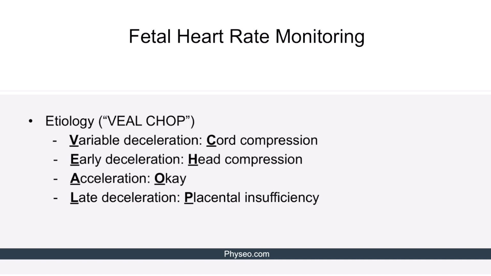In order to remember the etiology of decelerations, we can use the mnemonic VEAL CHOP. A variable deceleration is caused by umbilical cord compression, while an early deceleration is due to fetal head compression. An acceleration is okay because it's a normal finding on fetal heart rate monitoring. And finally, a late deceleration, which is the most ominous type of decelerations, is due to placental insufficiency. Knowing how to differentiate the different types of decelerations is important as it can affect the management. So let's discuss them one by one.